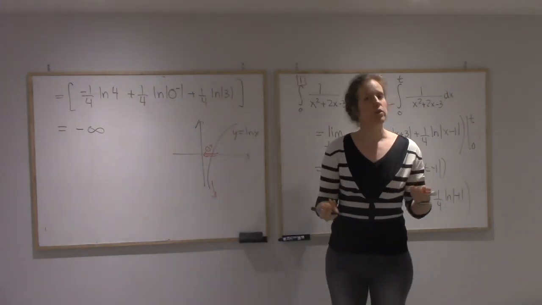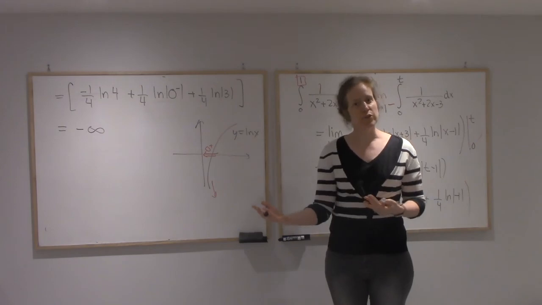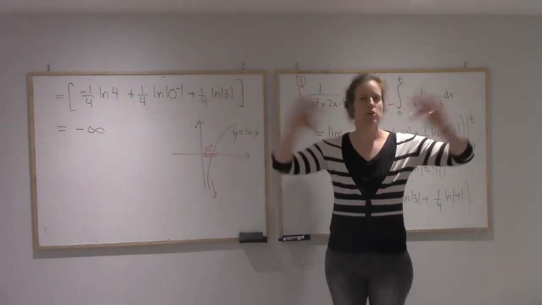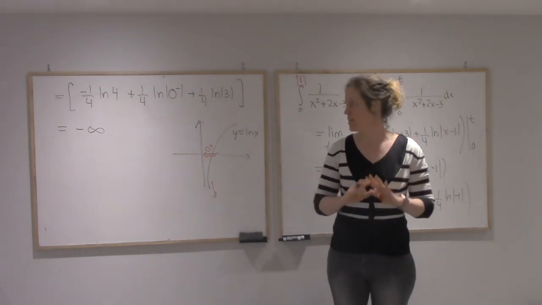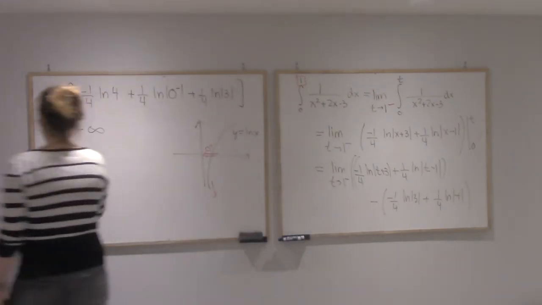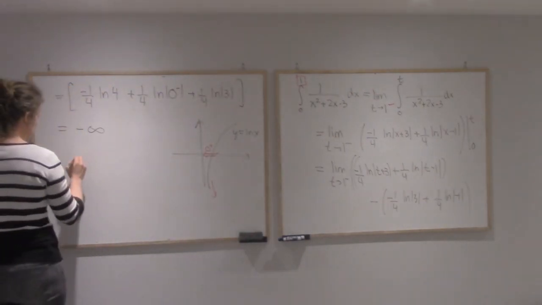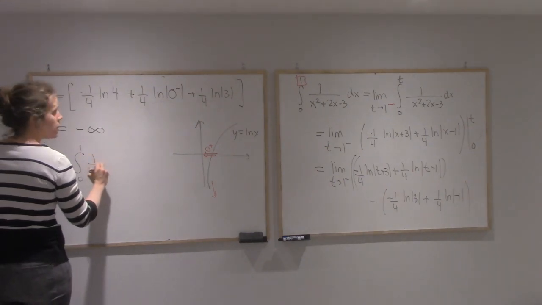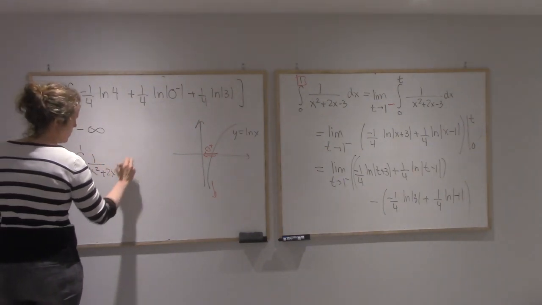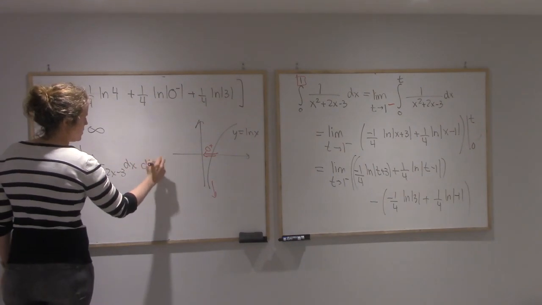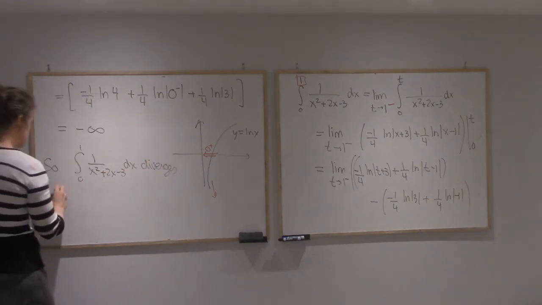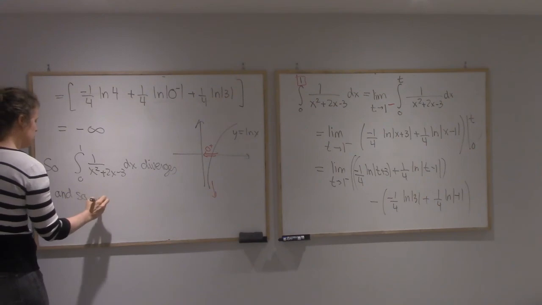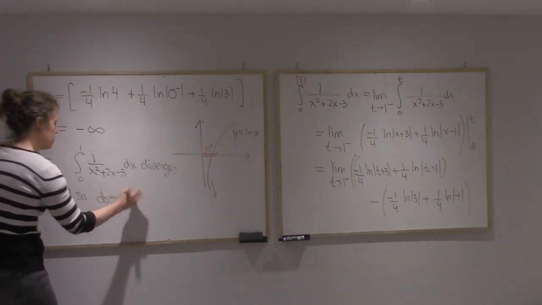In some sense, we're lucky. If the first half you look at already diverges, you don't have to compute the second half. I can stop here. This one diverges, and so does the whole thing.